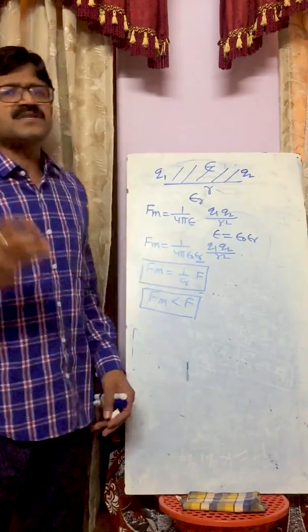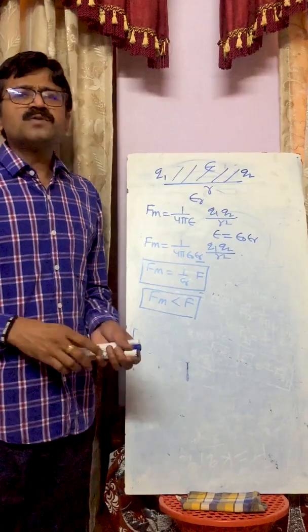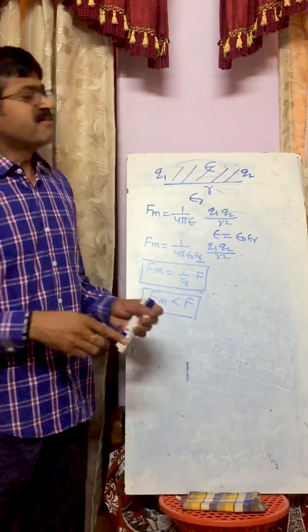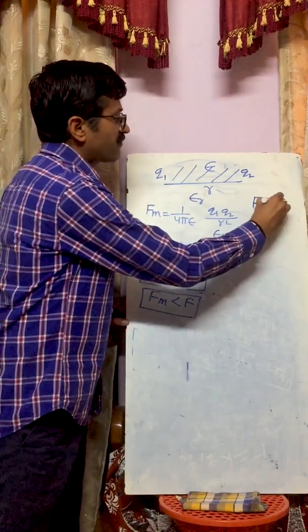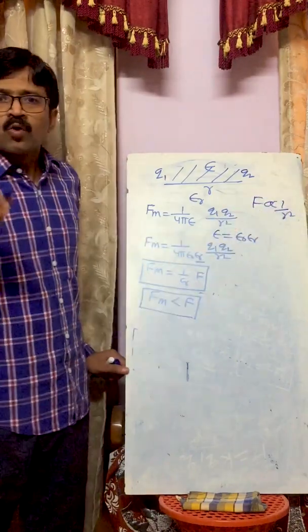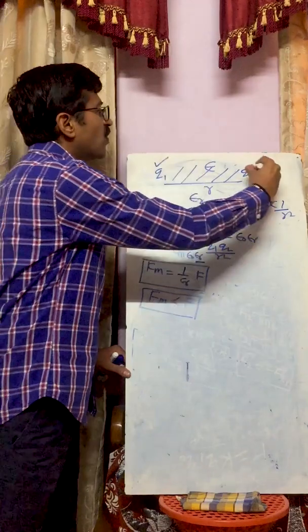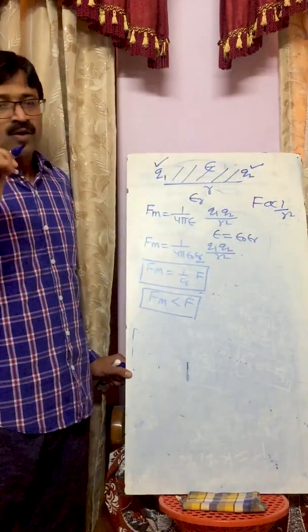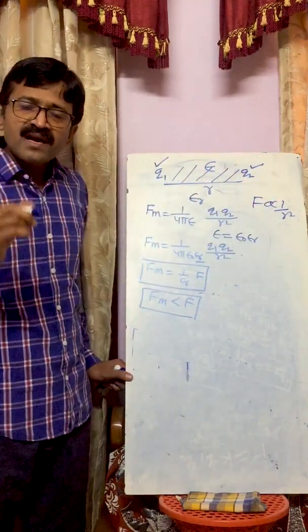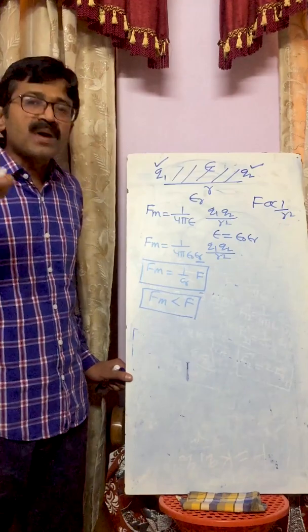There are a few concepts regarding Coulomb's law. Coulomb's law follows the inverse square law. That means F is proportional to 1 upon r square. Coulomb's law acts only for electric charges. Coulomb's law is of attraction as well as of repulsion nature.